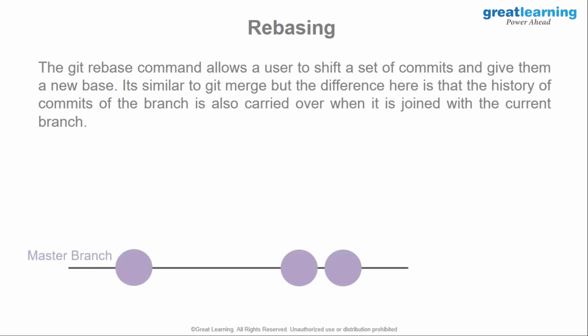So basically you have your master branch, and from the master branch you create a new feature branch, and in that feature branch you make a few commits. And once you make those few commits, you don't merge it back into the master branch, you basically rebase it.